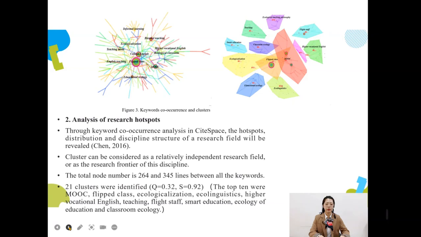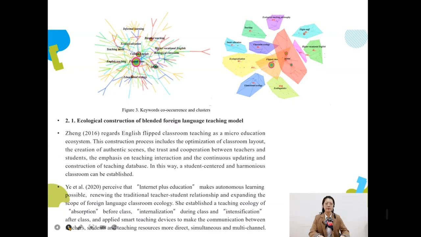The top 10 were MOOC, flipped class, ecologicalization, ecolinguistics, higher vocational English teaching, flight staff, smart education, ecology of education, and classroom ecology. Incorporating high-frequency keywords, high centrality words, and clustering, we find the research hotspots in this field are as follows. The first one: ecological construction of blended foreign language teaching model.